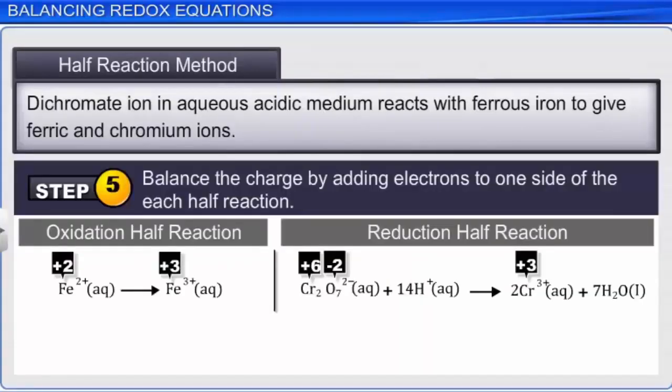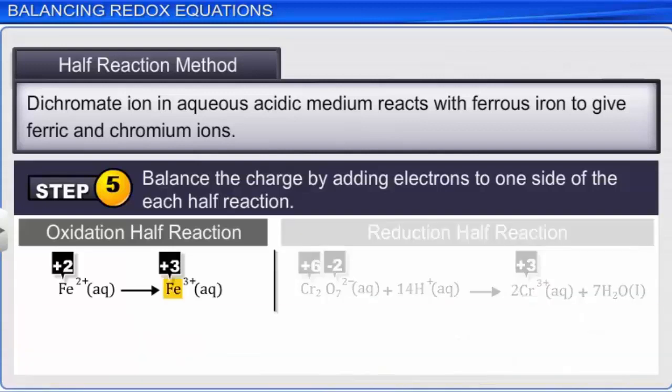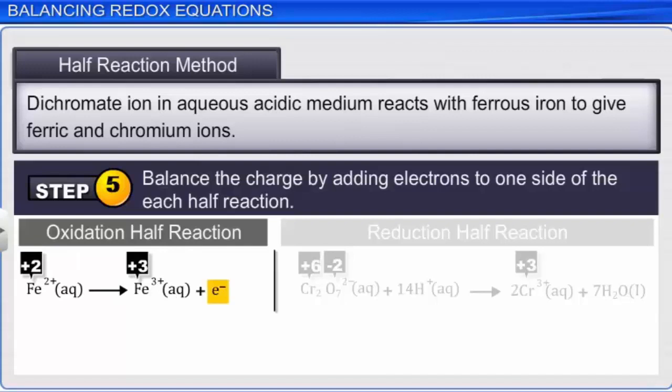In the fifth step, balance the charge by adding electrons to one side of each half reaction. If required, make the number of electrons equal in the 2 half reactions by multiplying one or both half reactions by appropriate coefficients. The charge of iron on the right-hand side is +3, while on the left-hand side it is +2. Therefore, to balance the charge, we will add 1 electron to the right-hand side.